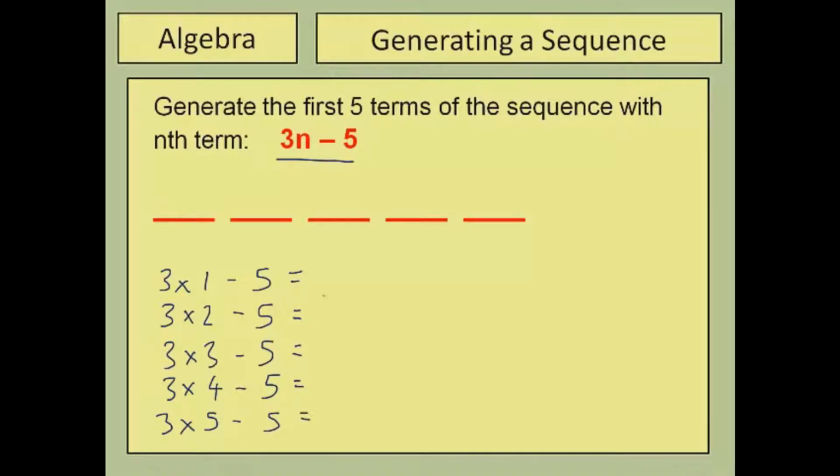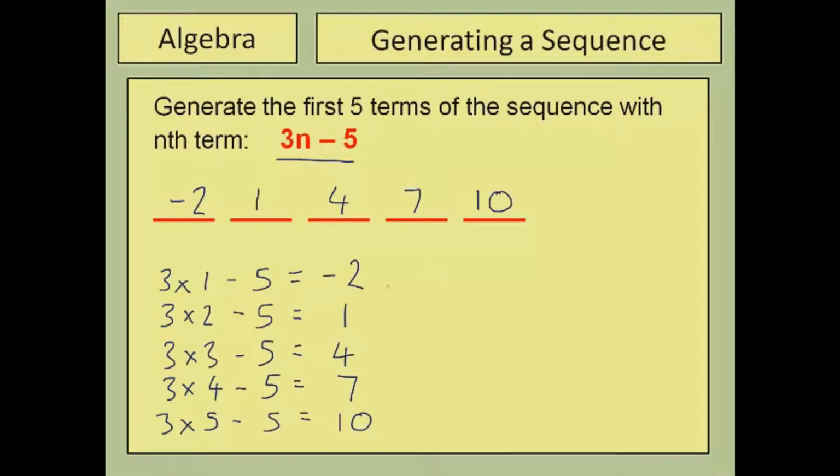5 terms. So 3 times 1 is 3, then take away 5, you end up with minus 2. 3 times 2 is 6, take away 5, that's 1. 3 times 3 is 9, take away 5 is 4. 3 times 4 is 12, take away 5 is 7, and 3 times 5, take away 5 is 10. So these are our first 5 terms. The sequence starts with minus 2, then it's 1, 4, 7, and 10.